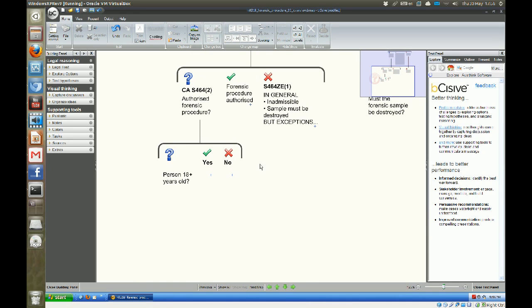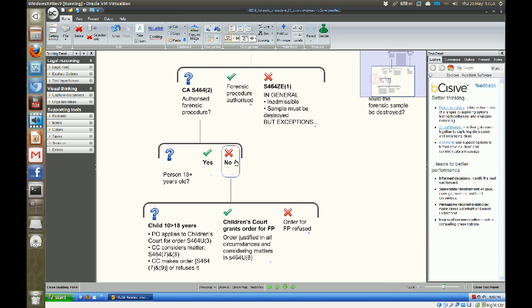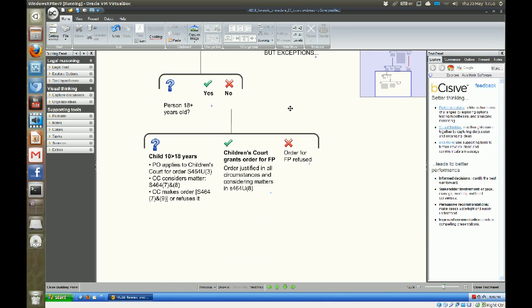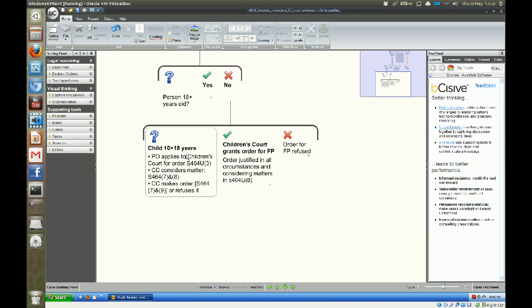All right, what happens then? Well, we've got two other classes of persons. If it's not an adult, it's a child between the ages of 10 and 18, so let's say a juvenile. And if the person in question is younger, then as far as I understand, there's no forensic procedure at all for a child under the age of 10, although the Children's Court may grant an order for a forensic procedure for someone even younger than the age of 10, but it wasn't very clear to me from my notes. But anyway, let's focus on juveniles.